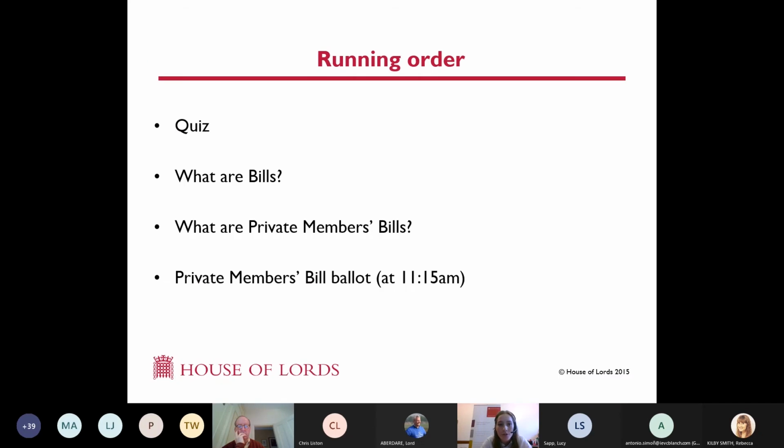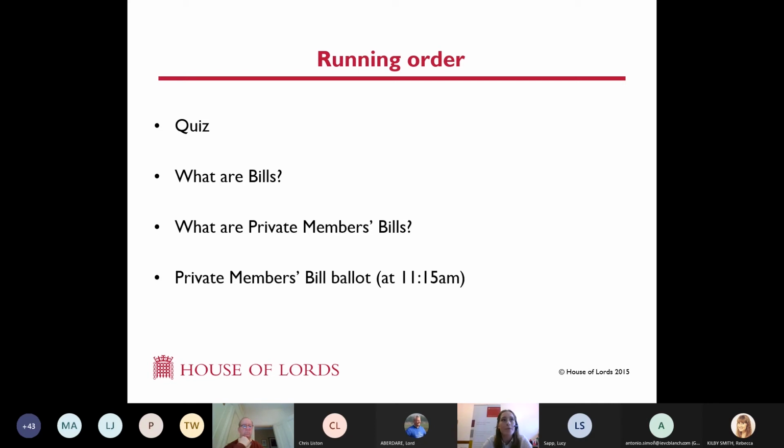So just to go through the running order for today. We'll start off with a little quiz to test some of your knowledge about the House of Lords and Parliament, and then we'll discuss what parliamentary bills are, specifically what private members' bills are, and then at about 11:15, so in 13 minutes, I'll draw the private members' bill ballot. So if there are any members or member staff on the call, the ballot's going to begin in about 15 minutes. So do feel free to log back on then. You're also very welcome to stay for this presentation.